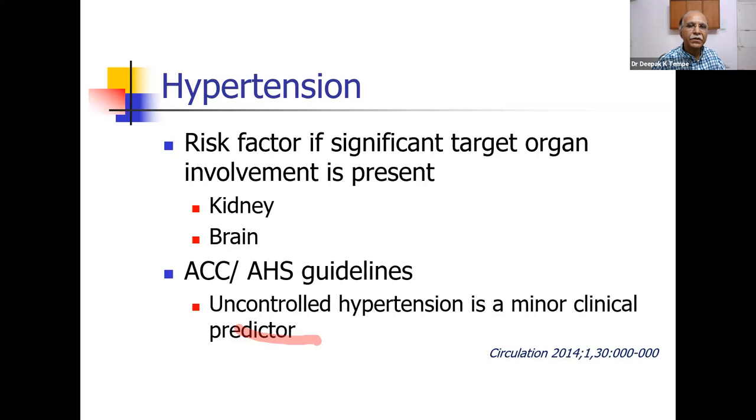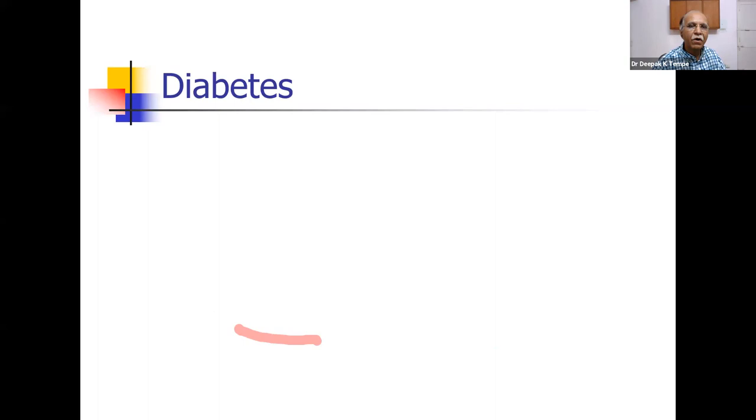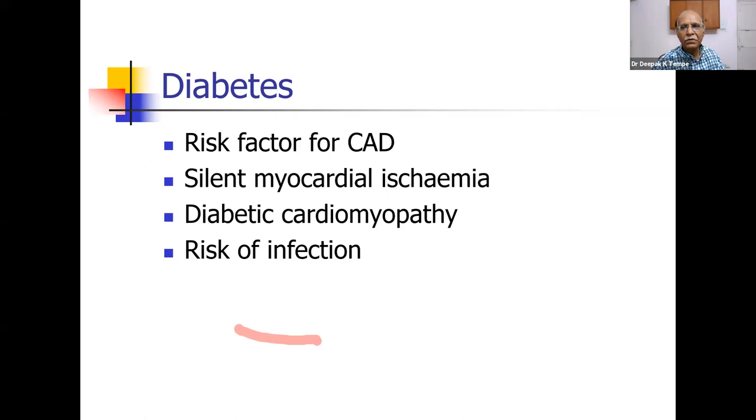Diabetes is another important parameter or factor which is very commonly seen in patients who undergo cardiac surgery. By itself, it is a risk factor for coronary artery disease. It is also a risk factor for silent myocardial ischemia. So this is especially important in patients who undergo non-cardiac surgery. They may suffer silent myocardial ischemia, and hence myocardial infarction, and the risk will be increased in these patients.